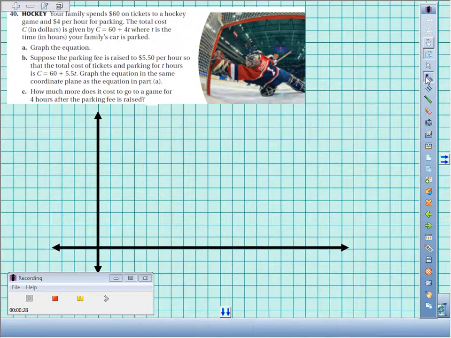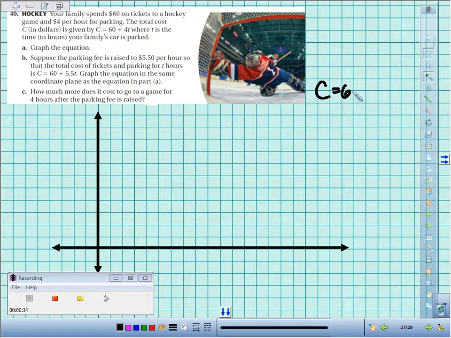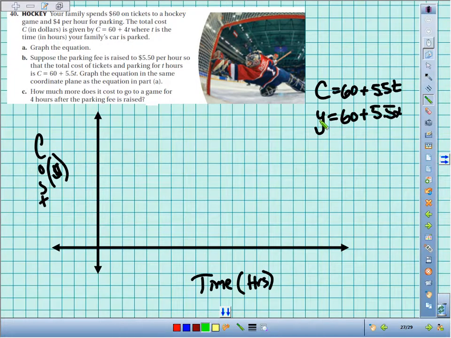A real world problem, I always want to label my axes. So I'm going to call, let's see, they say C equals 60 plus 5.5T. I like to think of it as Y equals 60 plus 5.5X. Okay, so my X variable, what is that? That's my time, how long I'm parked in hours. My Y variable is going to be our cost in dollars. In this equation, since it's in slope-intercept form, you've got the Y by itself. The slope, the coefficient of X, is 5.5, and the Y-intercept, the number by itself, is 60.